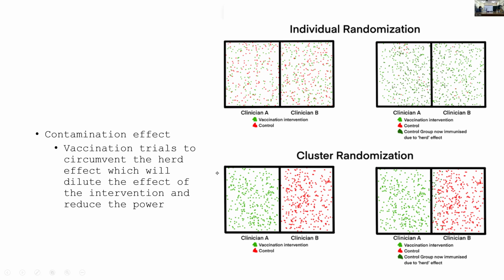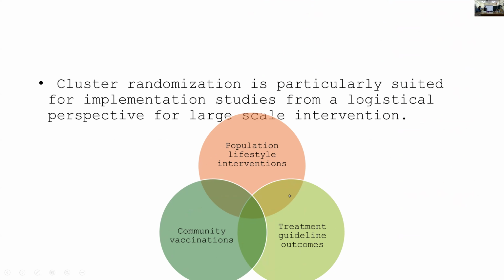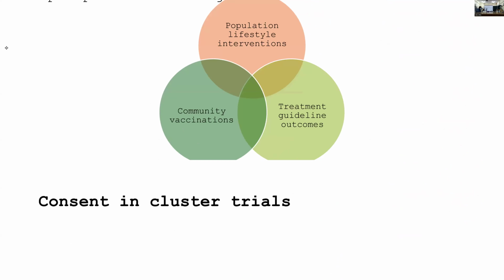So what you can do is, maybe the North Vellore clinician, you give only vaccine. South Vellore clinician, you don't give any vaccine, you give only placebo. Then you actually eliminate the herd effect and the patients don't get contaminated. So that's when you actually do a cluster trial. Cluster randomization is useful when you need to implement studies from a logistical perspective as well as large-scale intervention. Population lifestyle interventions, community vaccinations, treatment guideline outcomes all use a cluster design.